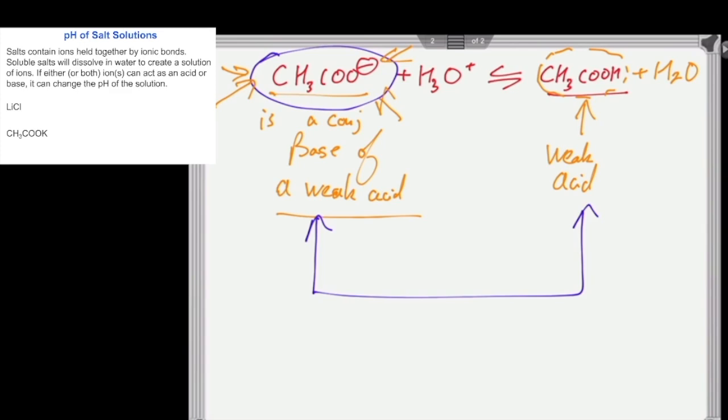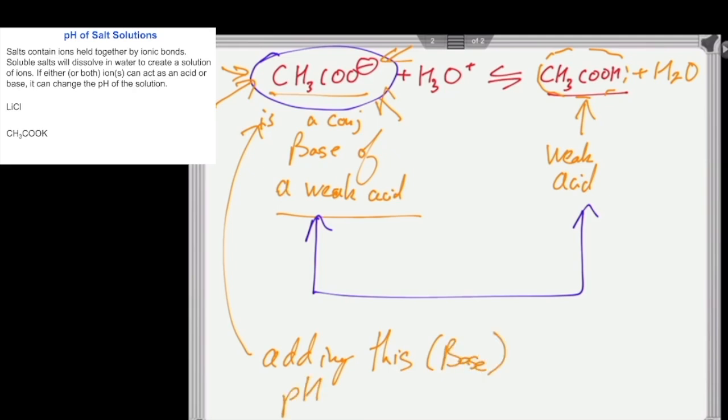That's the thing. You're right. You are dissolving salt. That is true. But that salt is composed of two ions, and one of the two ions of that salt is the conjugate base of a weak acid, meaning it will act like a base. So, adding this, which is a base, we expect the pH to what? Increase or decrease? Yeah, it will increase.